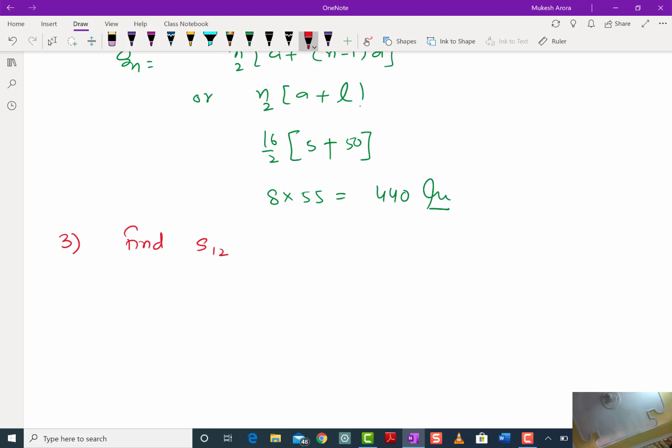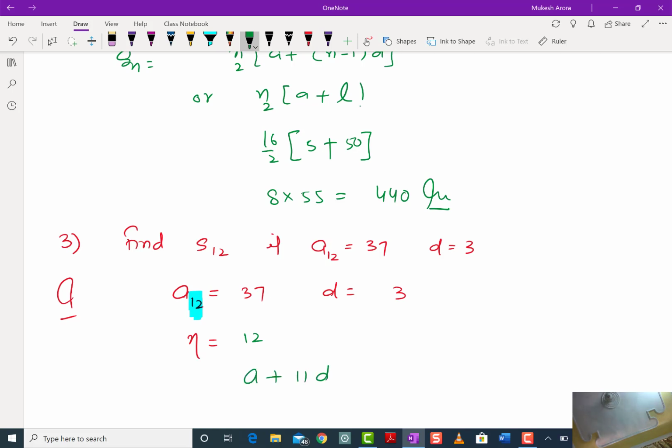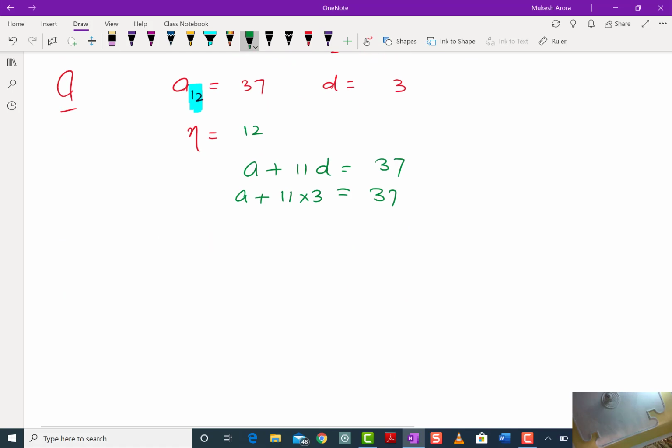Find S12 if A12 is equal to 37 and D is equal to 3. S12, A12 is 37 and D is 3. N, A12, that means N is 12. A12 means A plus 11D is equal to 37. A plus 11 into 3 is equal to 37, and A will be equal to 4.